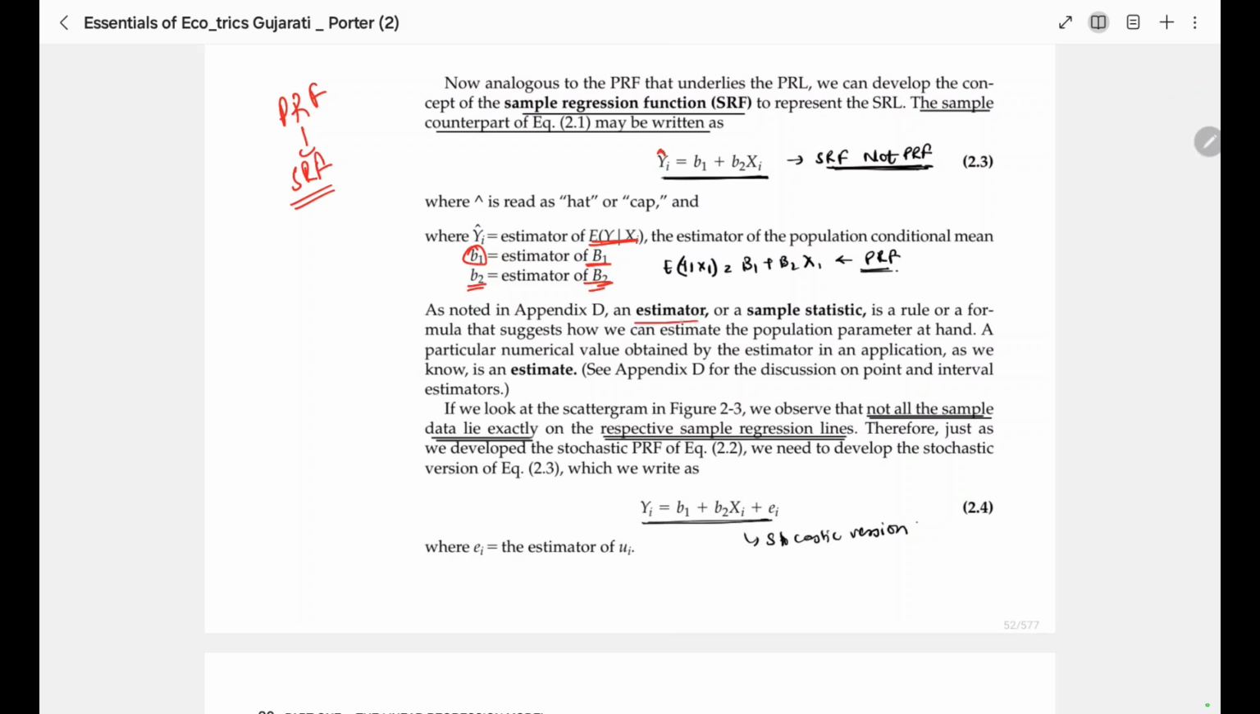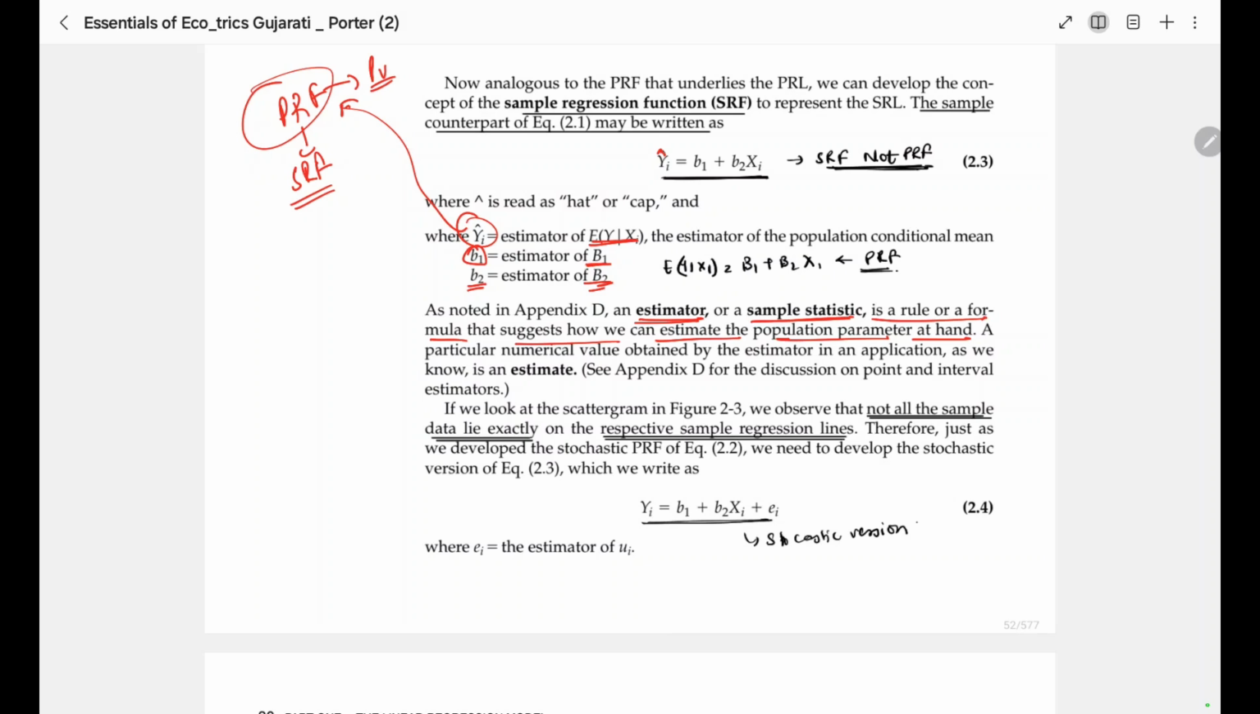An estimator or sample statistic is a rule or a formula that suggests how we can estimate a population parameter at hand. This estimator is a rule or formula that suggests how we are going to reach the population regression function or population values. The population regression function will determine the population values, right? So how we will reach there, that is what this estimator does.